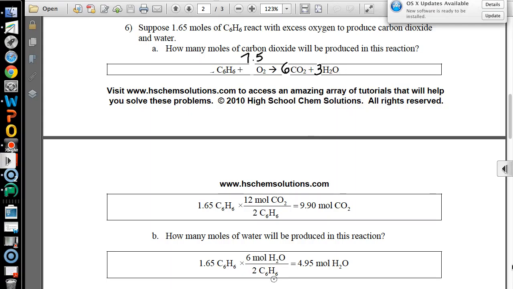If you did these small ratio problems with these numbers, it would come out right. But you don't want to have a half or part number coefficient. So you can easily fix this by multiplying all your coefficients by 2. That would be 15 oxygens, and that would give me 12 carbon dioxides and 6 waters.